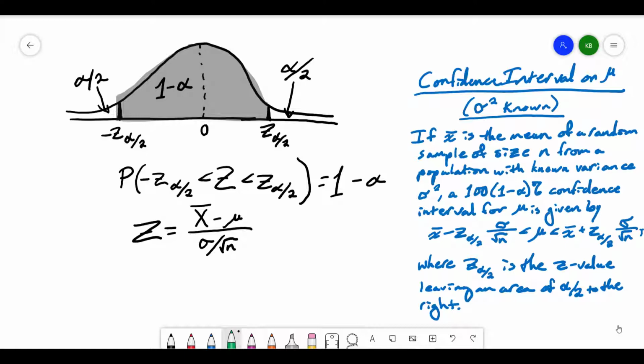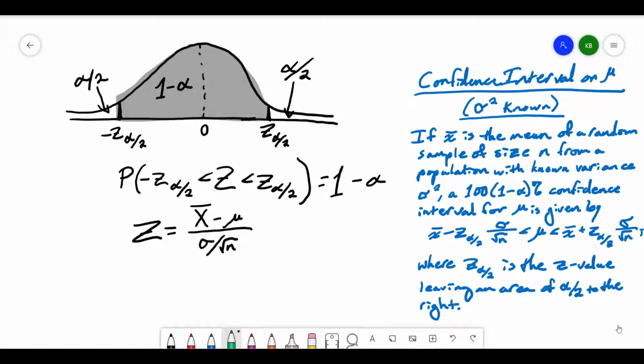So what I'm really finding is that I want the probability that z is between negative z sub alpha divided by 2 and z sub alpha divided by 2 is equal to 1 minus alpha. Now, the central limit theorem says that I'm going to calculate z by taking the mean of the sample, that point value, subtracting from it the mean of the population, and dividing by the standard deviation of the population divided by the square root of the sample size.